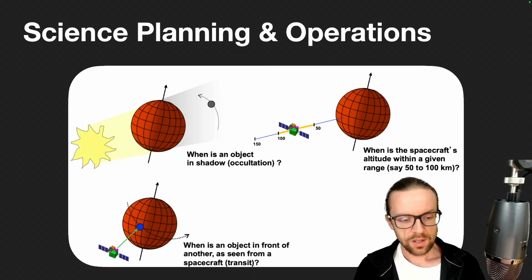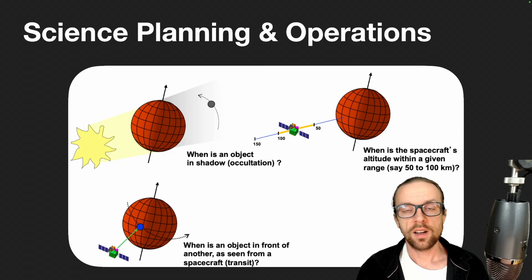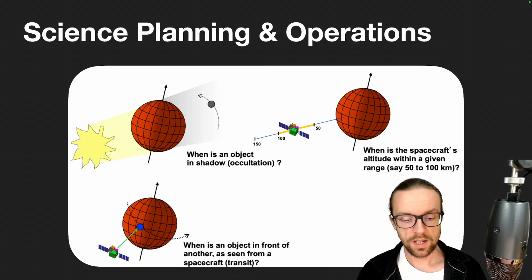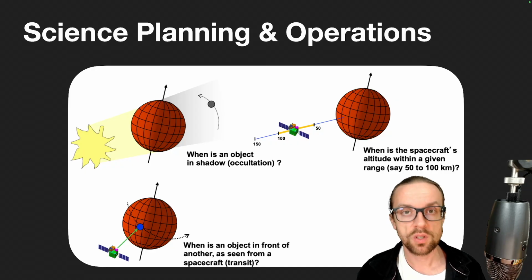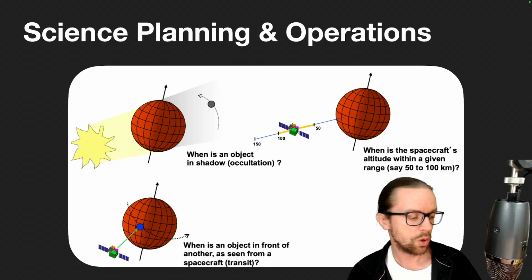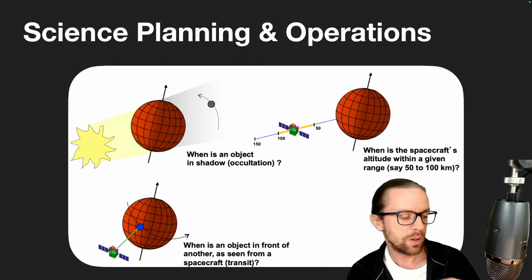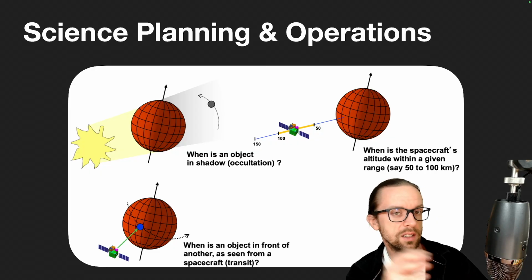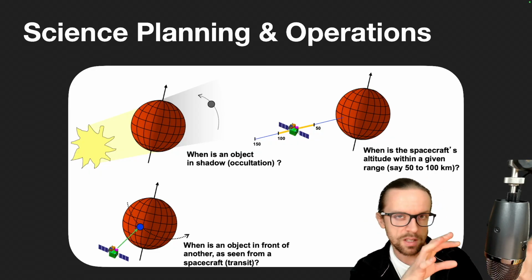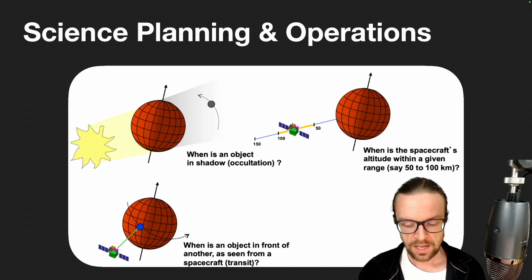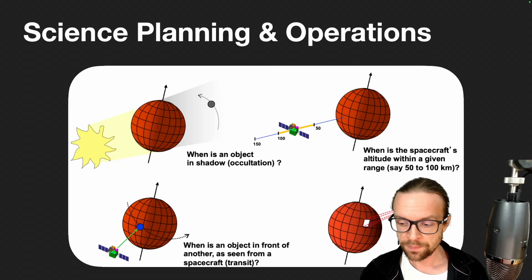Or also when it's an object in front of another object. For example, if you analyze the atmosphere of Titan, and you want to know when the sun is having a perfect line with Titan and my spacecraft, so that I can analyze the atmosphere because then it's being illuminated by the sunlight. So this is also something we can compute.